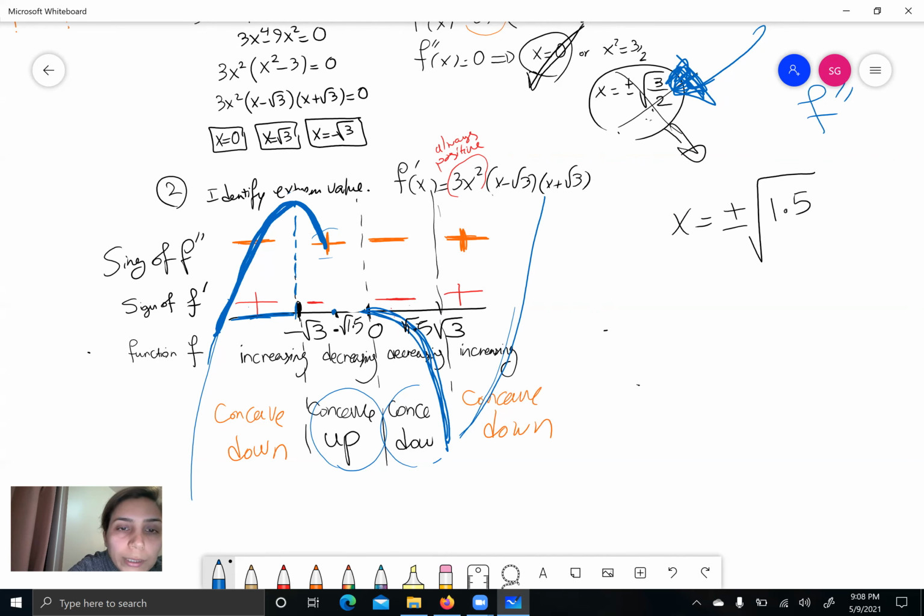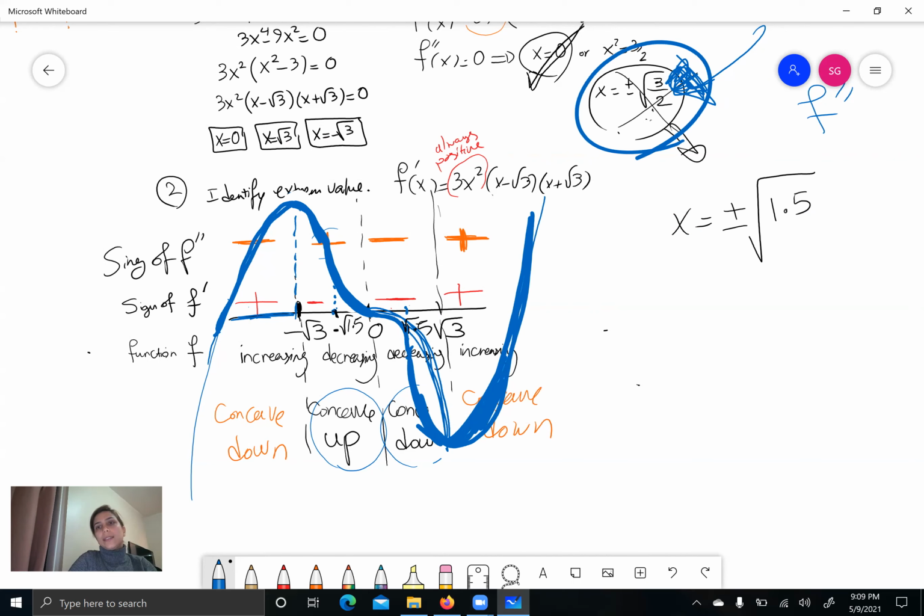But then at this point, the concavity changes. It's down, now it changed to be up, right? And then again, the concavity changes. So at 0, because before 0 is positive and then after that it's negative. So again, we have a change of concavity up to this point. And then again, we have this decreasing and increasing function.